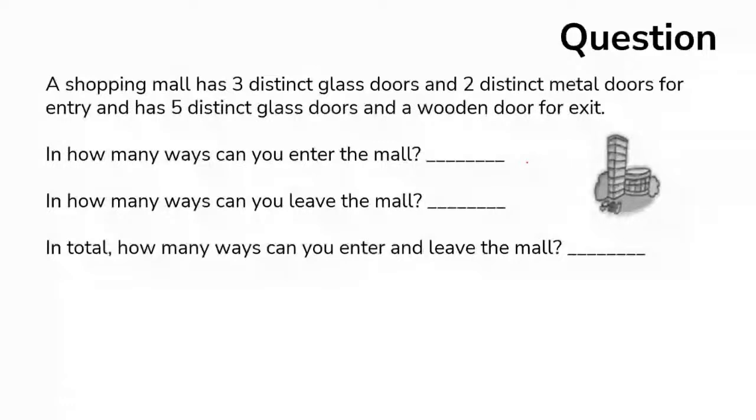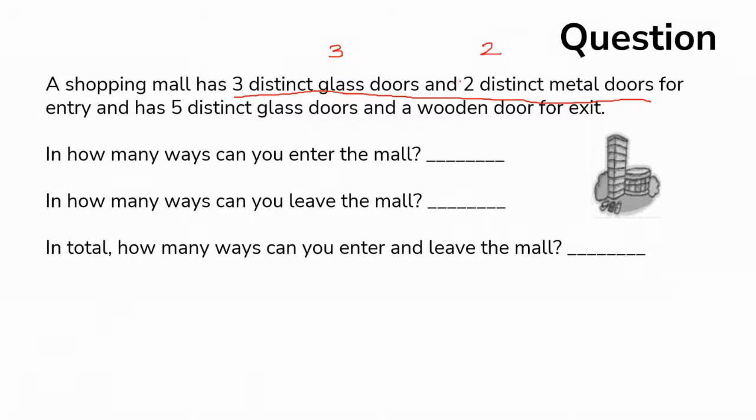In a shopping mall, there are three distinct glass doors and two distinct metal doors for entry, and five distinct glass doors and a wooden door for exit. In how many ways can you enter the mall? So to enter the mall, I have three distinct glass doors and two distinct metal doors. Through the three glass doors, I can enter in three ways. Through the two distinct metal doors, I can enter in two ways.